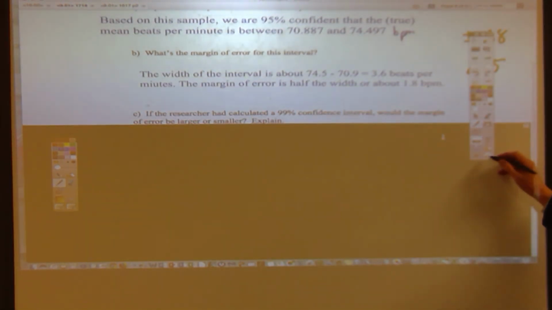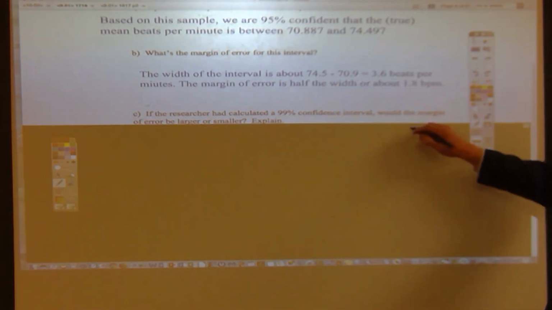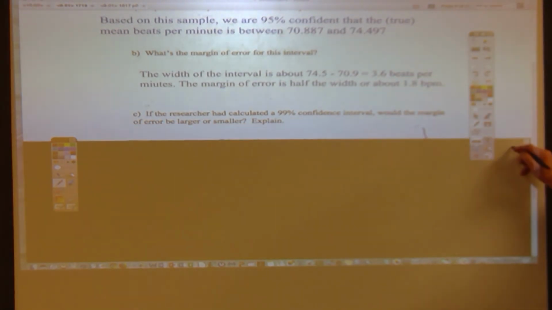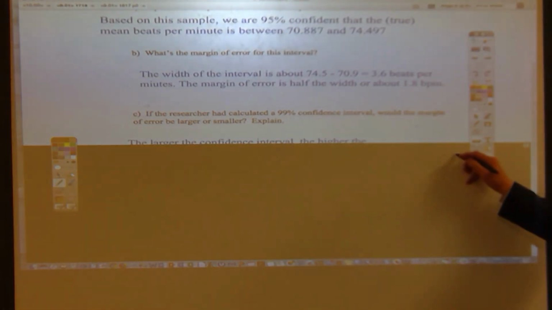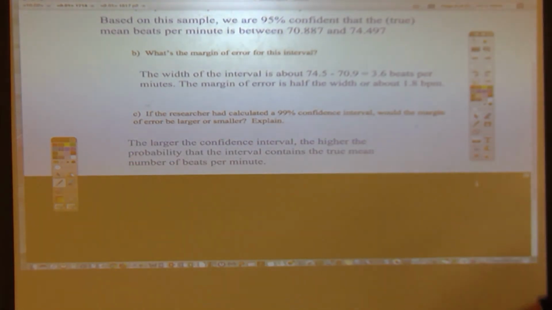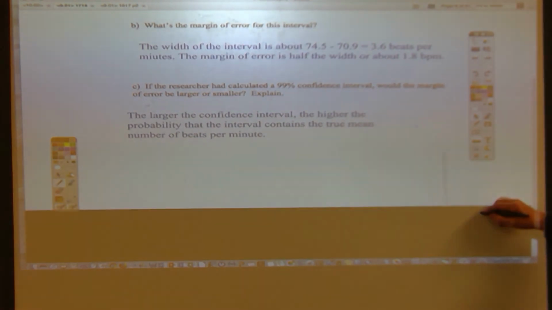Part C. Clear annotations. Let's see what that does. Yes, those are still there. If the researcher had calculated a 99% confidence interval, we already know this, we learned this concept: the larger the confidence level, the higher the probability the interval contains the true mean. So would the margin be larger or smaller? Larger is the answer. And that's it for that page.